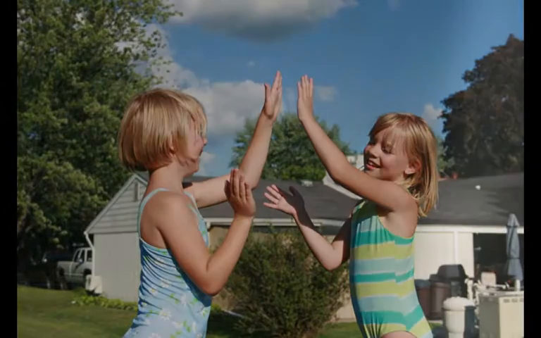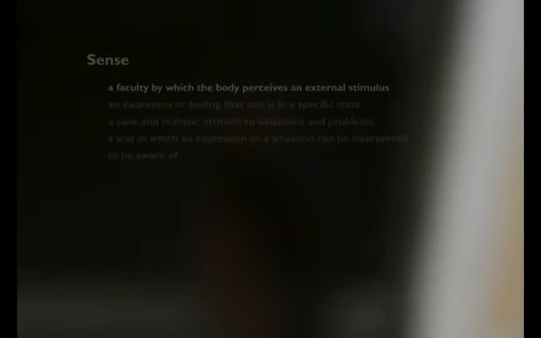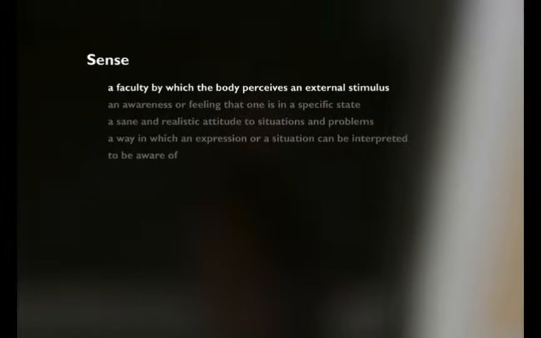The dictionary defines sense as the following: a faculty by which the body perceives an external stimulus, what we commonly refer to as the so-called five senses; an awareness of feeling that one is in a specific state; a sane and realistic attitude to situations and problems; a way in which an expression or a situation can be interpreted, a meaning; and to be aware of, consciously or subconsciously.